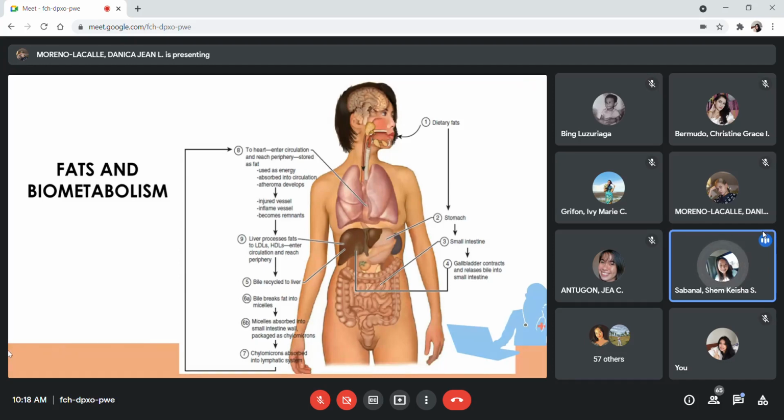So, unsa diay purpose aning bile sa atong intestine? So, we have discussed earlier in our glossary of terms that bile acts as an emulsifier. So, when we say emulsifier, it acts like detergents, or it breaks down fats into components that can be absorbed by our small intestine. So after number 4, we have here in number 5, the bile, after it did its thing, it will go back into the liver to be recycled.